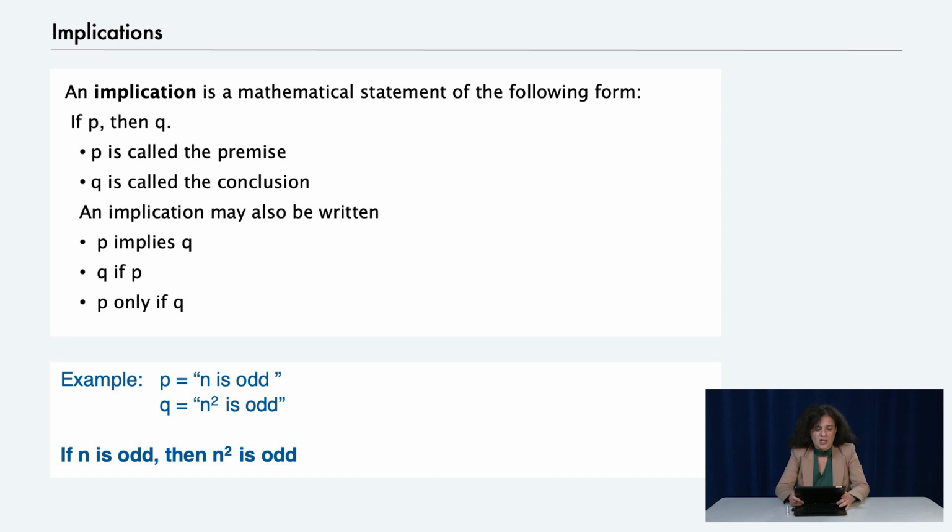An implication can be written many ways. For example, it may be stated P implies Q, or Q if P, or P only if Q. For a concrete example, let's consider when our premise P is n is odd, and our conclusion Q is n squared is odd. Our implication is if n is odd, then n squared is odd.